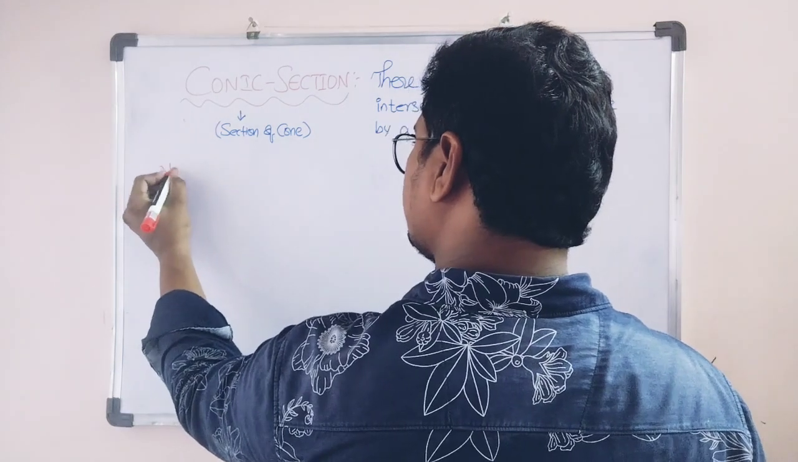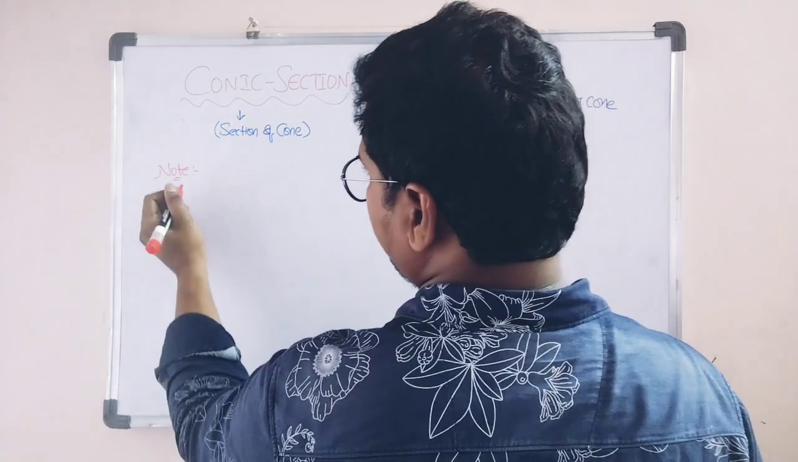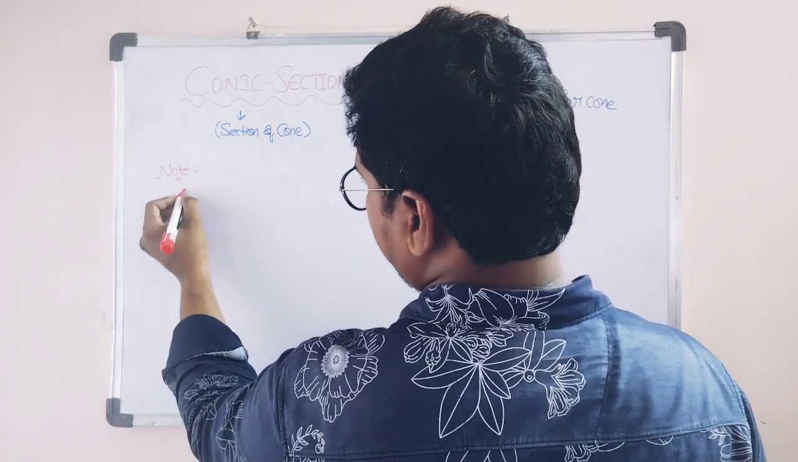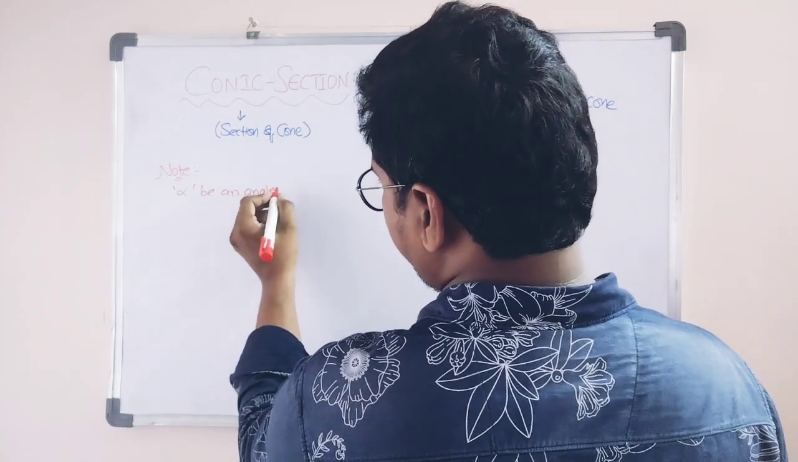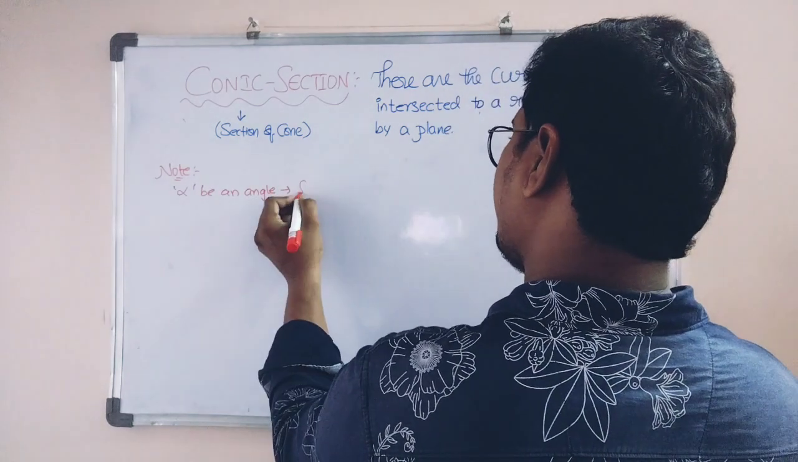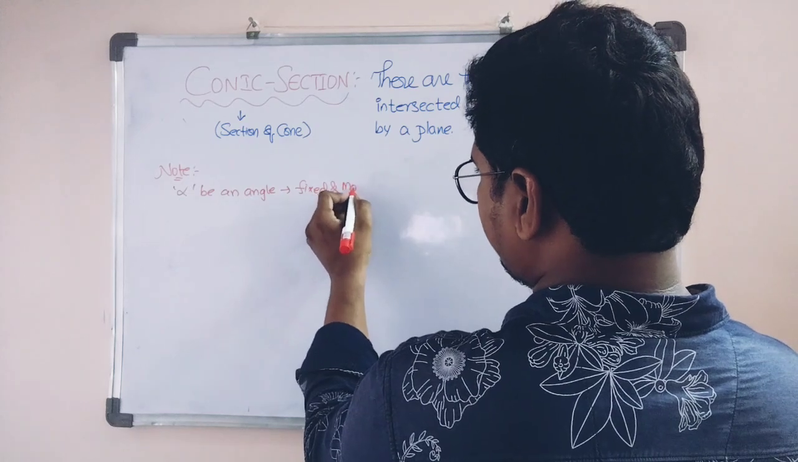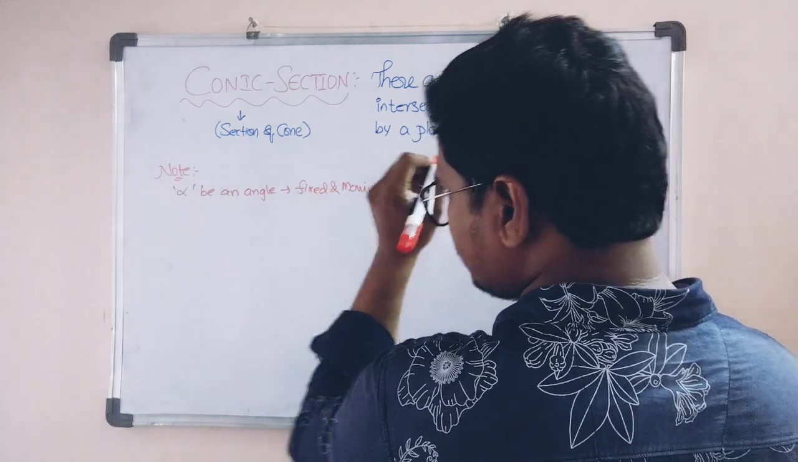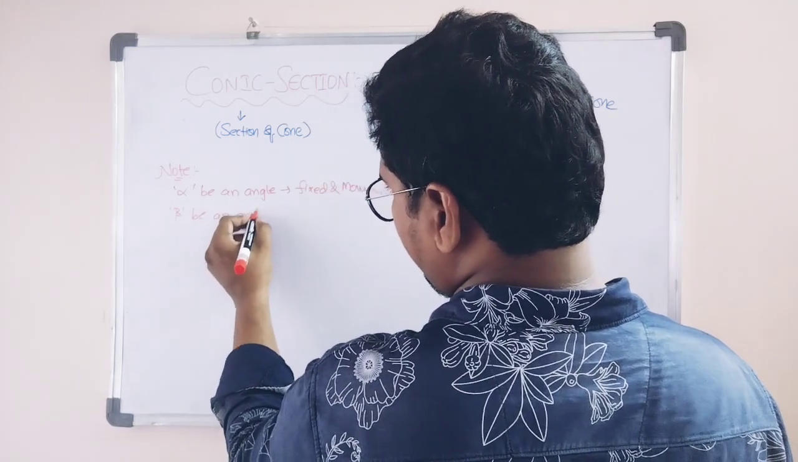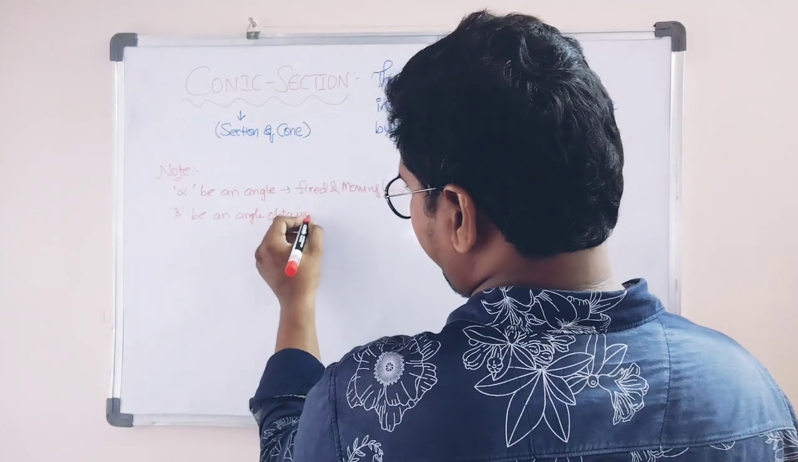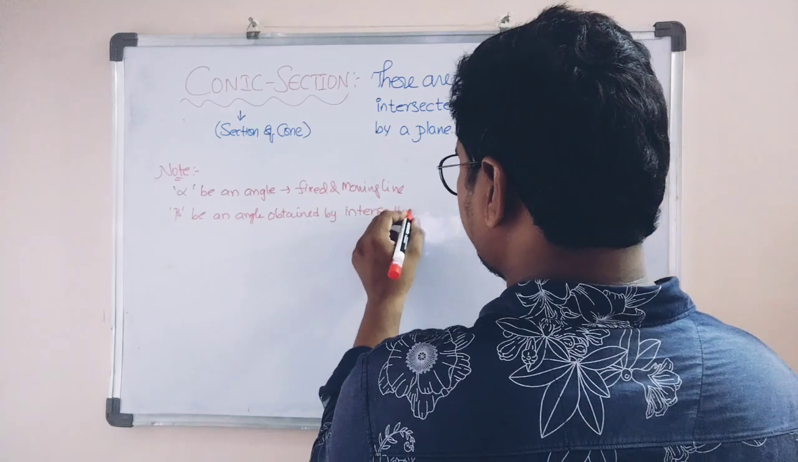Very important notation. We already briefed you before. Here, alpha is the angle made by a fixed line and its generator, meaning the moving line, and beta is the angle obtained by the intersection of a plane, after intersecting a plane.